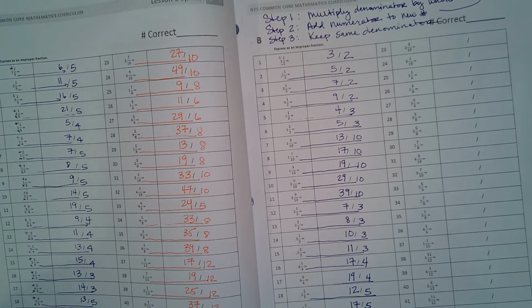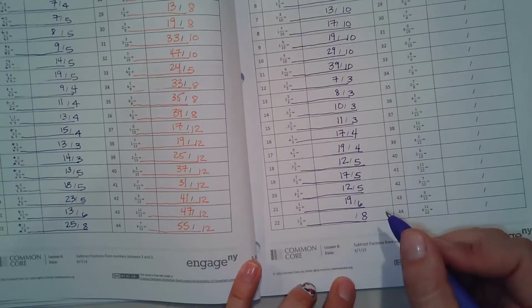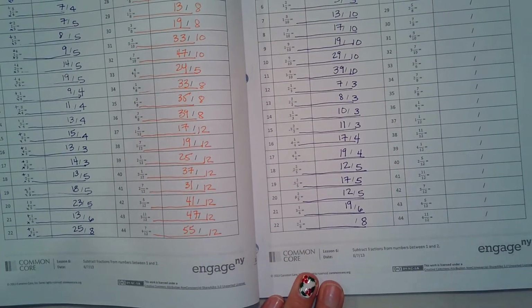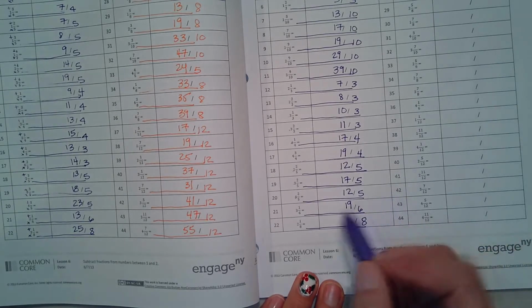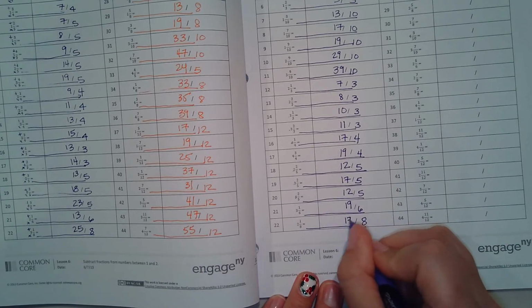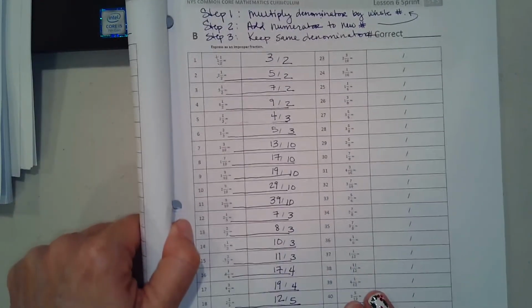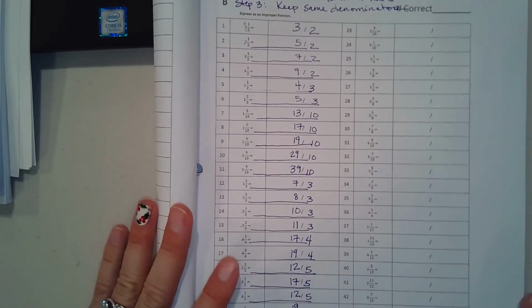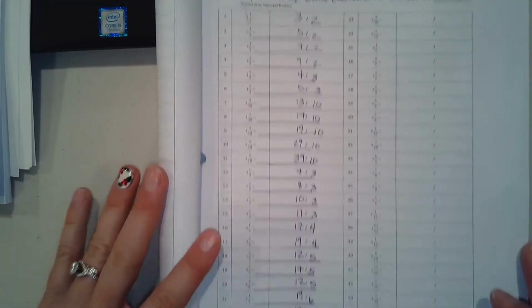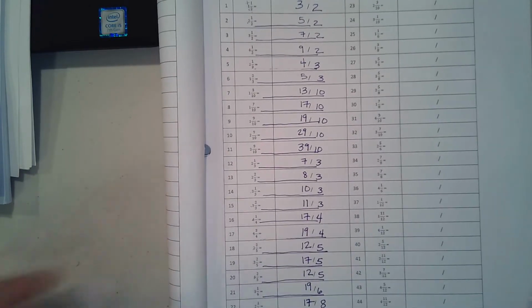Bring it over. If this is moving too fast for you, stop it, practice, check your work. 8 times 2 is 16, plus 1 is 17. All right, the next slide is all about you right now. You just watched me do 22 problems, and hopefully you're doing it along with me.